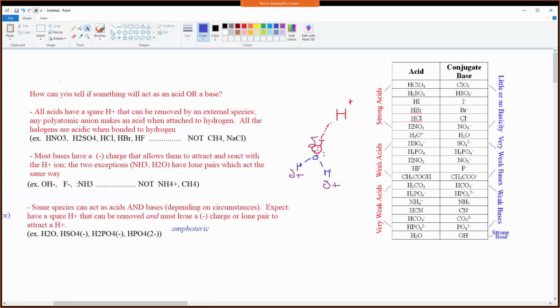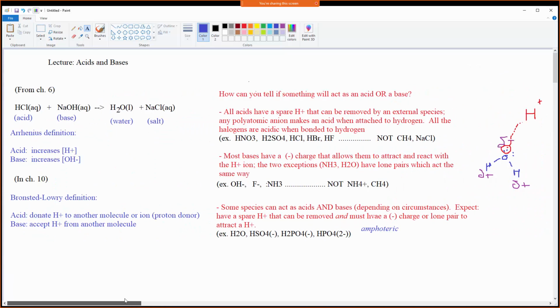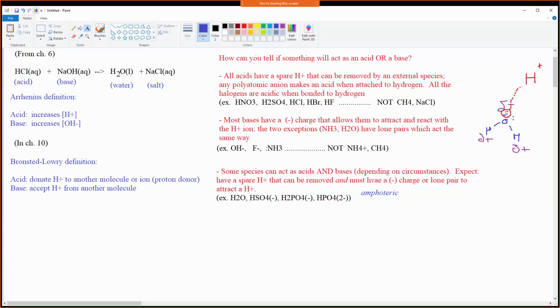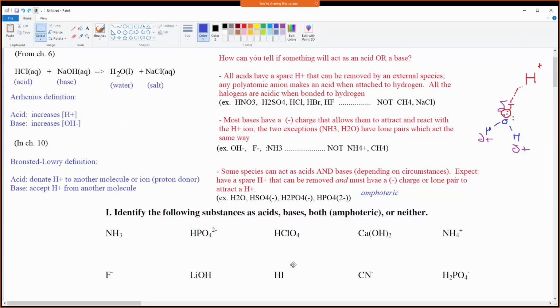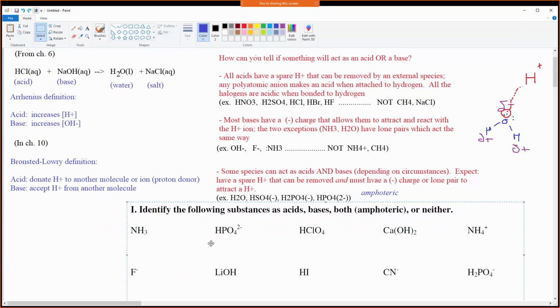And just to practice, here we go. Our acids and bases worksheet. First page, first section, we're going to identify these substances as either acids, bases, both, or neither. And I'm going to hide that little cheat sheet there. Okay, help me out here. See what you can remember.